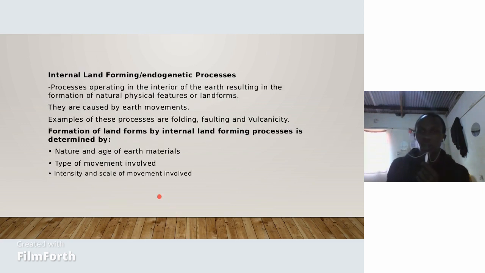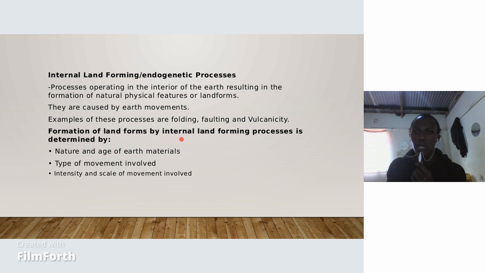What is internal land forming process? Internal land forming process is the processes operating in the interior of the earth resulting in the formation of natural physical features or landforms. Internal landforming is caused by earth movement. Examples of these processes include faulting, folding, and volcanicity.